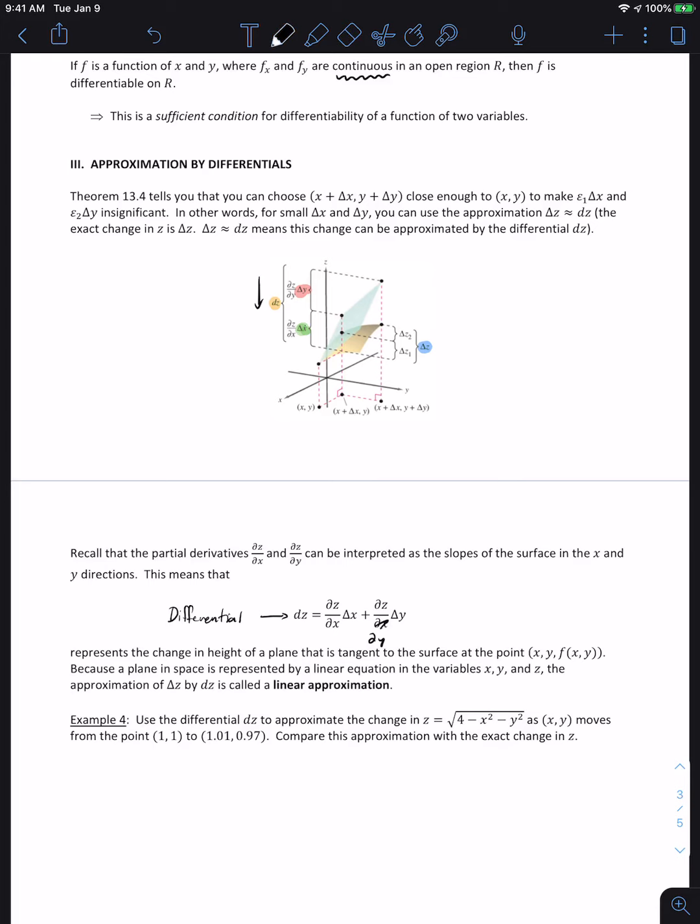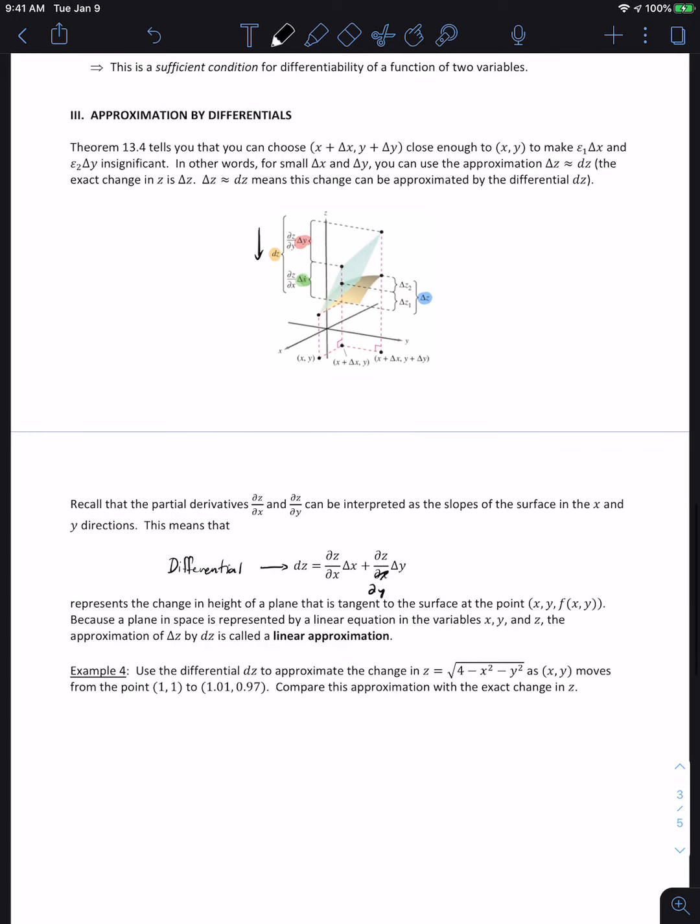Okay, so what we're going to do now is use the differential dz to approximate the change in z, that is delta z, as (x, y) moves from the point (1, 1) to the point (1.01, 0.97), and compare this approximation with the exact change in z. Again, the exact change in z is delta z.